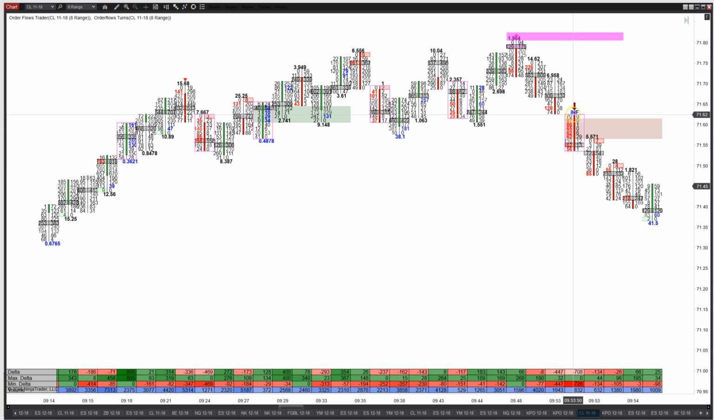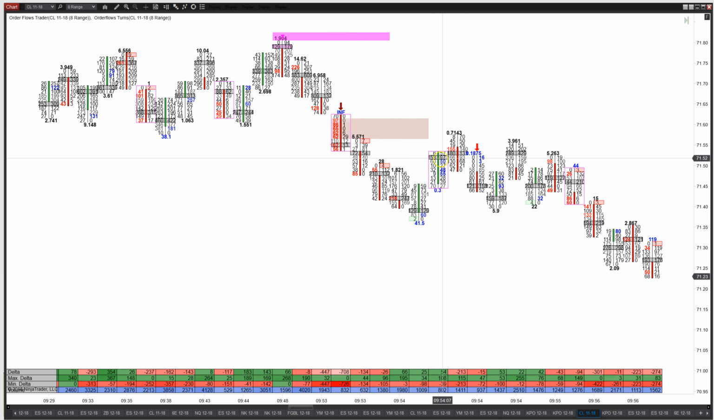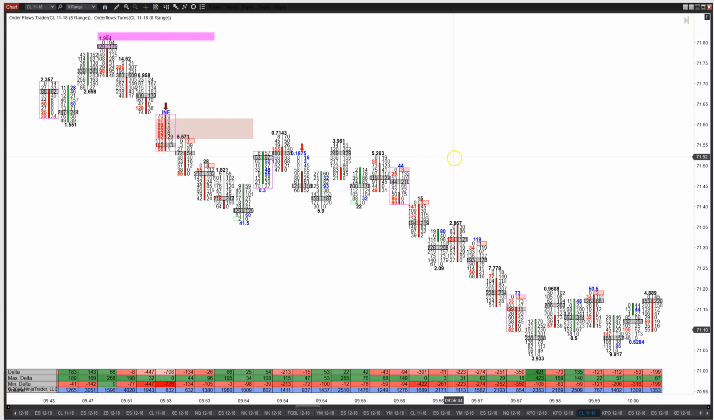Then you start selling off. You got this stack selling imbalance in here right off the high. You know, that's what I like to see. And the market starts trading lower, comes up, sort of tests that area where they had the stack selling imbalance. Notice how it comes right back up to the cusp of that level, the bottom of that level, and then continues on down.